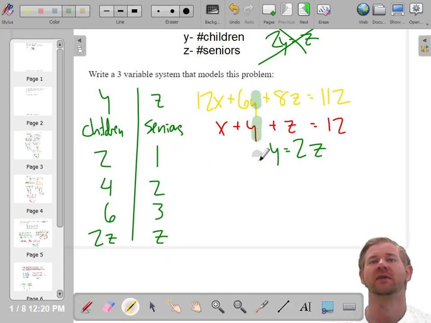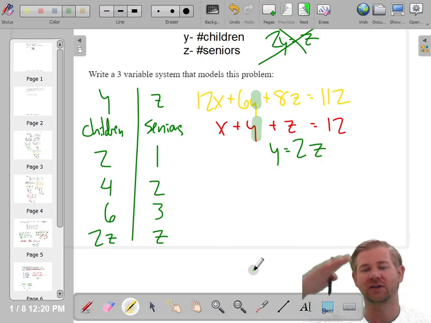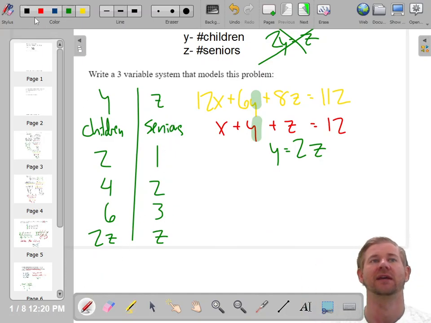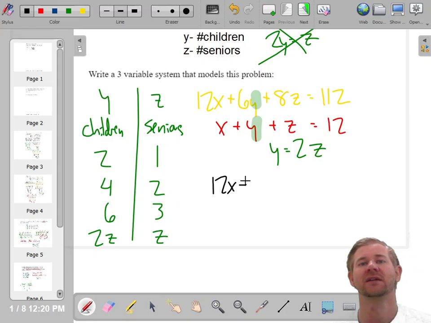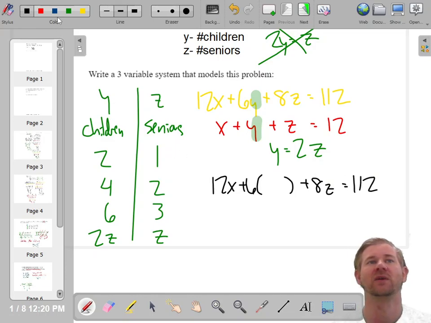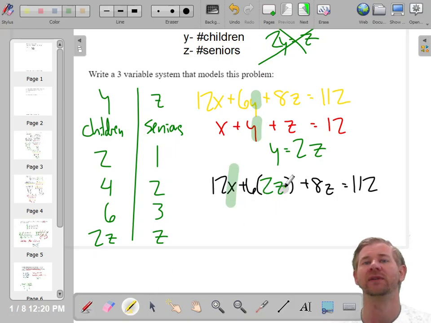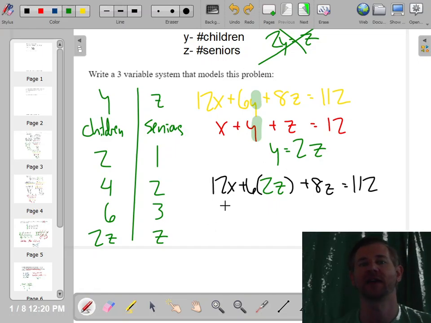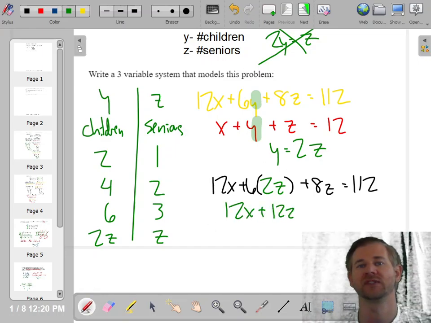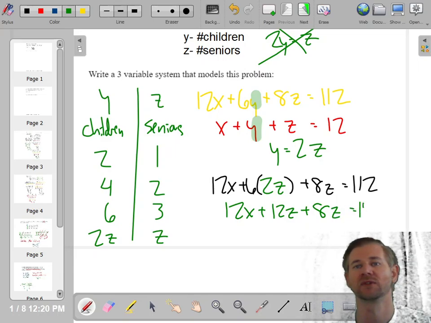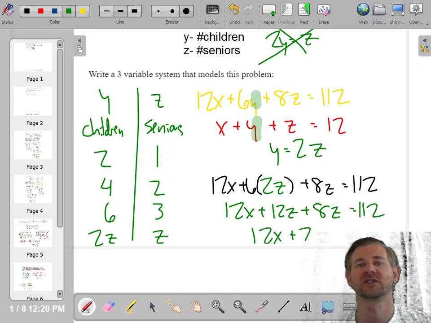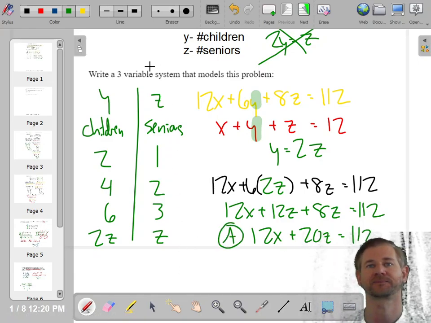So let me show you what I'm going to do. Instead of combining equations to create A and B, I'm going to do a substitution to create A and B. So I'm going to do 12x plus 6, but I'm not going to write Y. Instead of writing Y, I'm going to write what I know Y equals, 2Z. And you see how now I only have X's and Z's. I got rid of Y. So when I simplify that, 12x plus 12z plus 8z equals 112. 12x plus 20z equals 112. I'll call that my A equation.